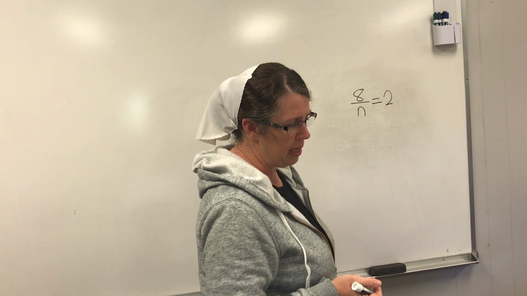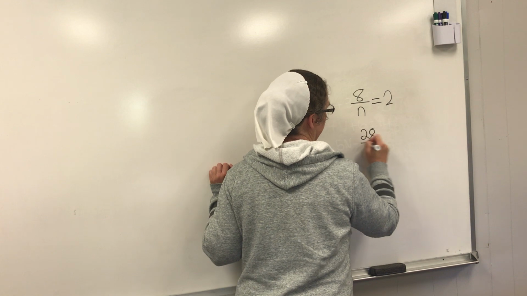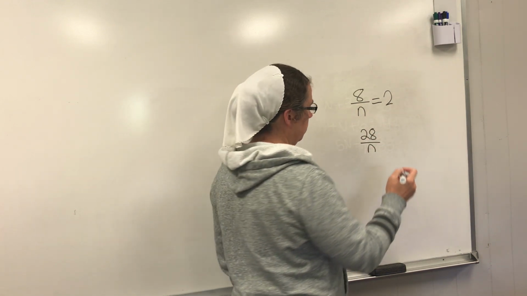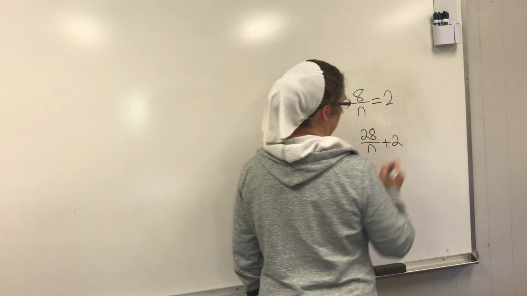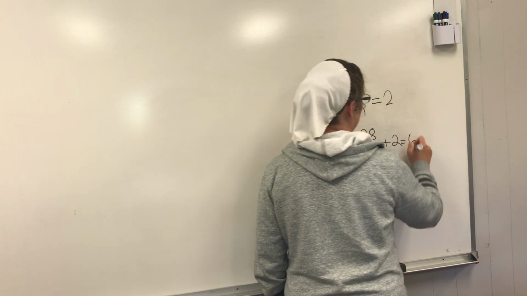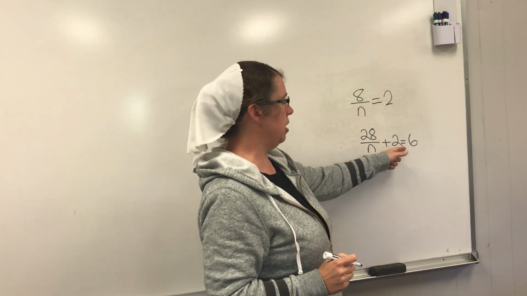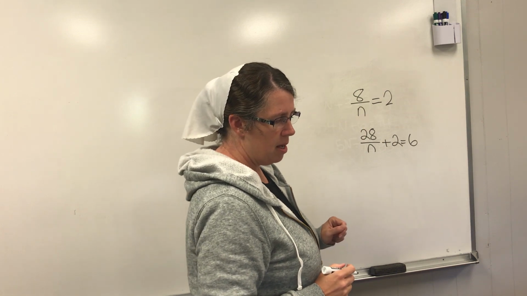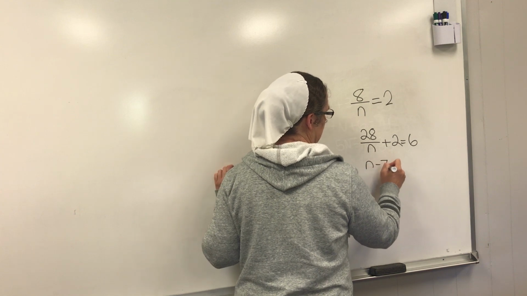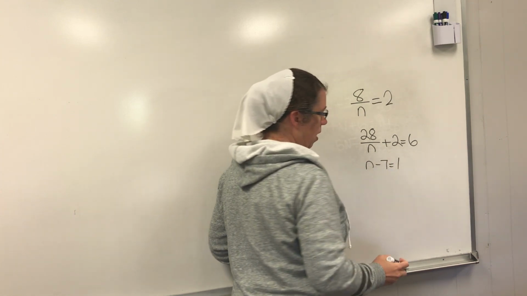Number 2 says, 28 divided by a number plus 2 equals 6. 28 divided by a number plus 2 equals 6. Number 3, 7 subtracted from a number. So we have a number, and we're going to subtract 7 from it. Is, or equals, 1.